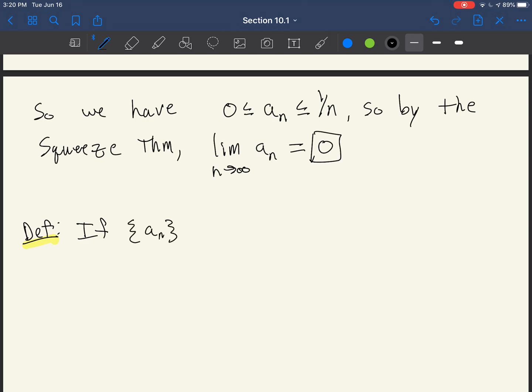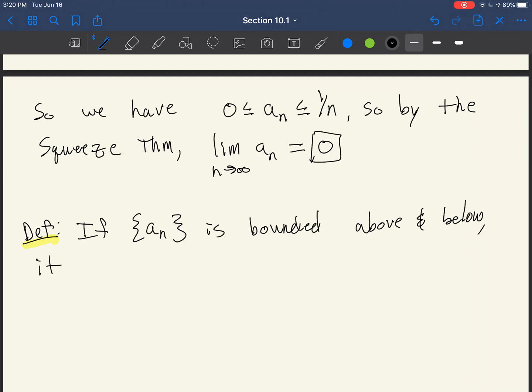If a sequence a_n is bounded above and below, then we say that it is bounded in general.